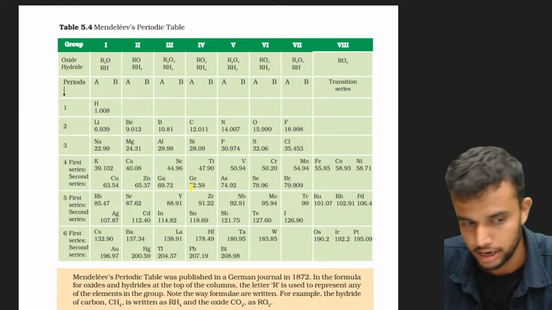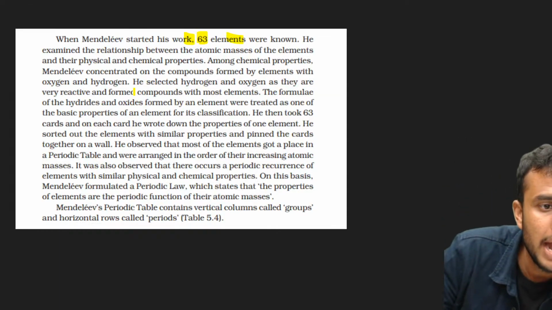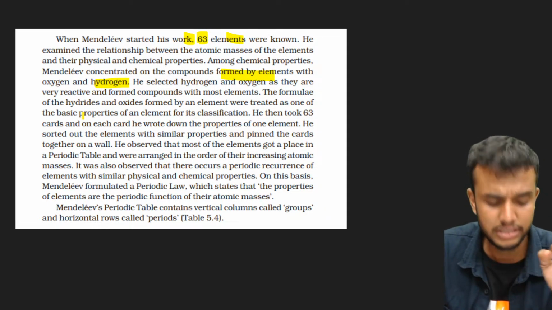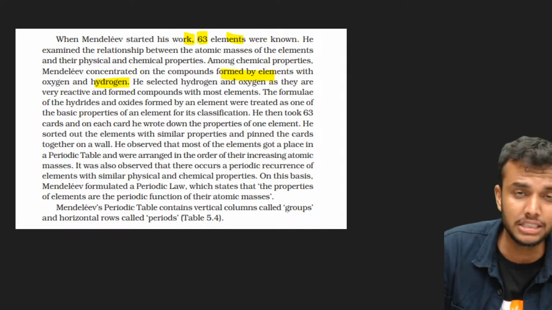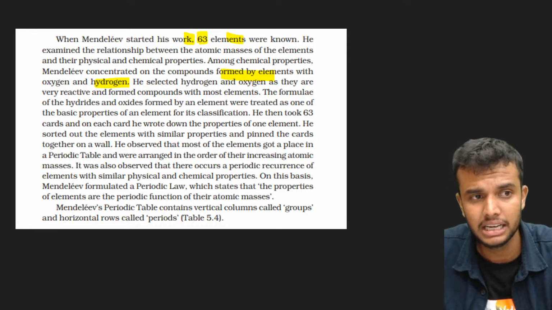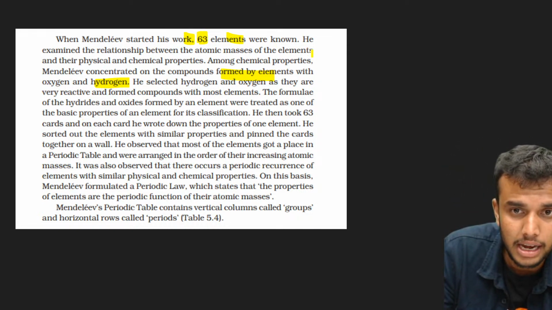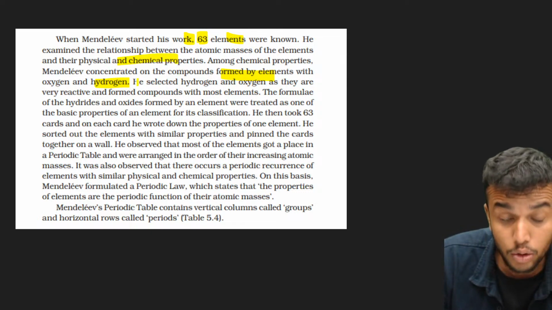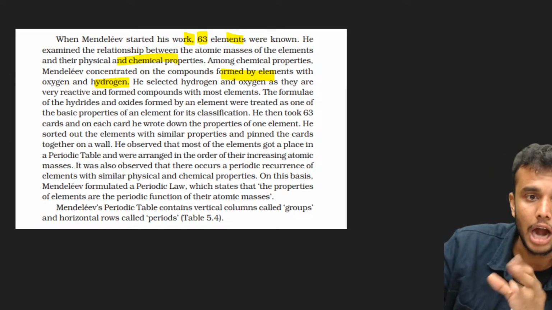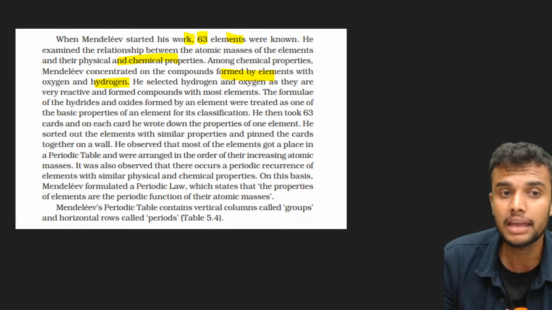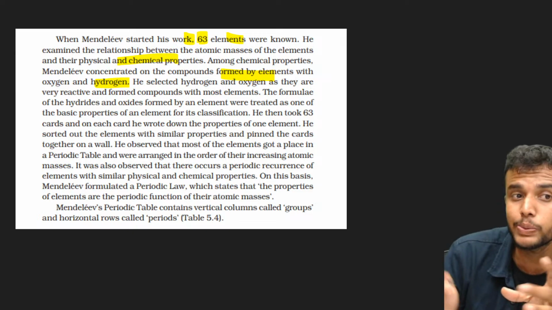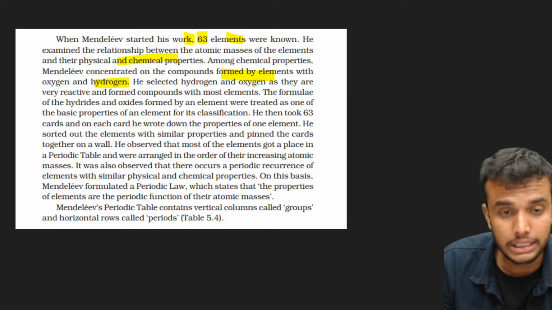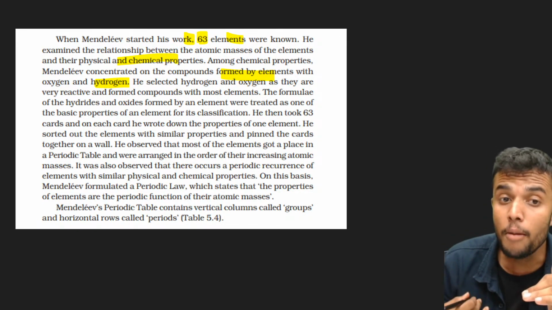This is Mendeleev's periodic table. Before entering into that, Mendeleev concentrated on the compounds formed by elements with oxygen and hydrogen. He did it simply here. He did not go only with atomic mass and other things. He examined the relation between the atomic mass of the elements and their physical and chemical properties. He did not only concentrate on atomic mass; instead, he compared atomic mass with their physical and chemical properties. He mainly concentrated on chemical properties and the forming of compounds.